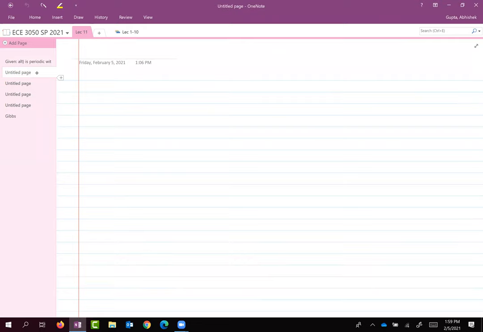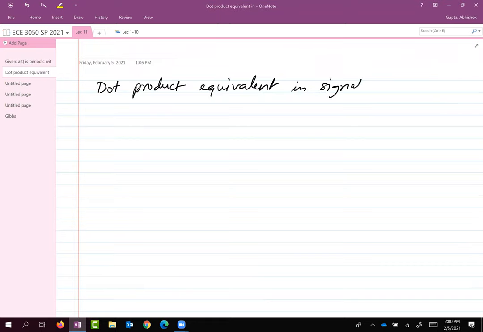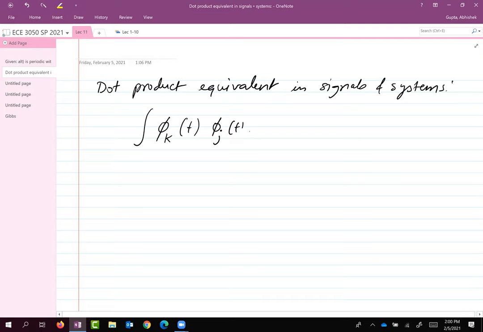I'm going to prove that the dot product equivalent in the case of signals and systems is the following. I'm going to take the integral of phi_k(t) and phi_j(t) dt, from 0 to T. And I'm going to show that this is actually equal to 0 for all j not equal to k.